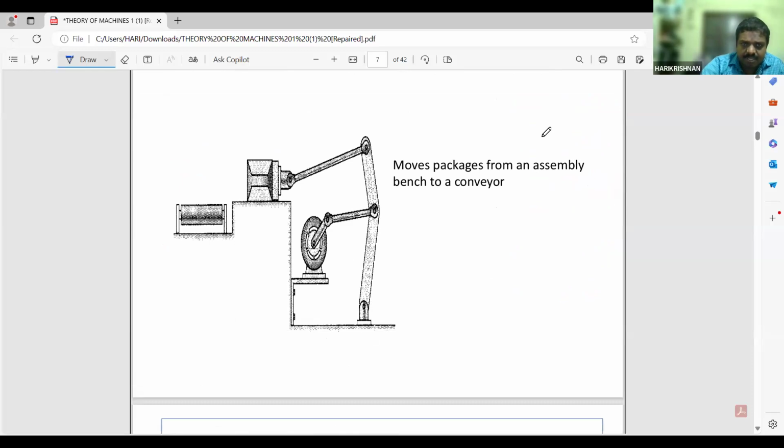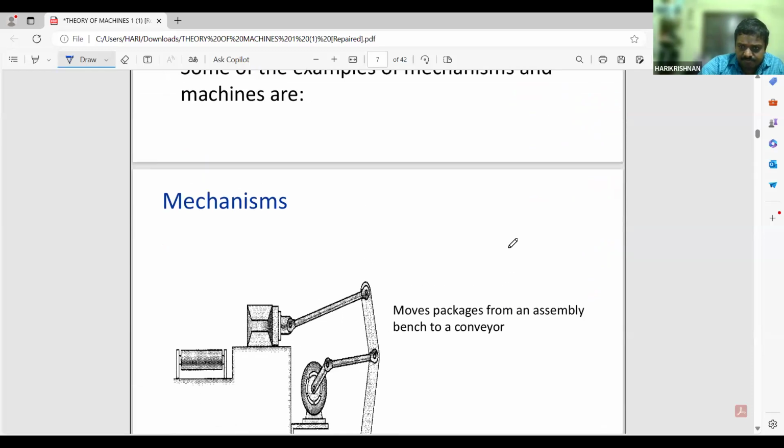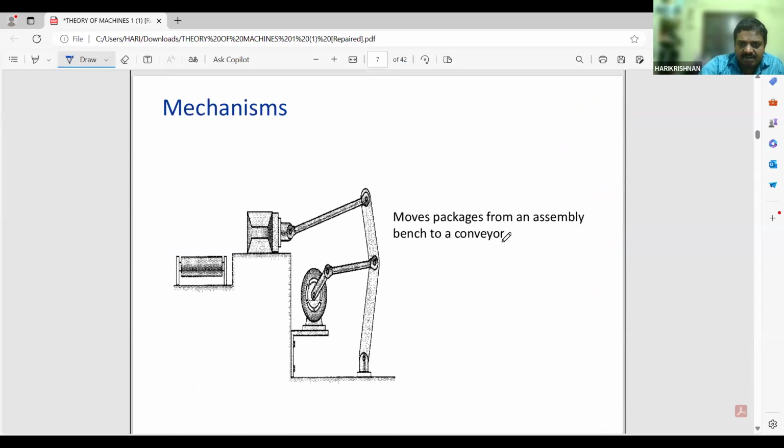So this is an example of a mechanism. Move package from assembly bench to conveyor. If you want to move something over, you will place it here and it will move. When it is full, it will move to here. Its function is to move packages from assembly bench to conveyor. So this is a mechanism. The function is that it is just moving to the left side.